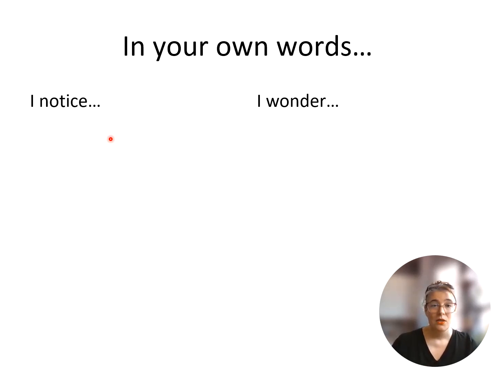So I notice statements are going to be very direct, whereas your I wonders are your internal questions, things that you want more information about. They can also be questions that don't have answers, and they can be questions that we just have to do a little bit of work to get the answer. So take a minute, make sure you write this down in your notebook.